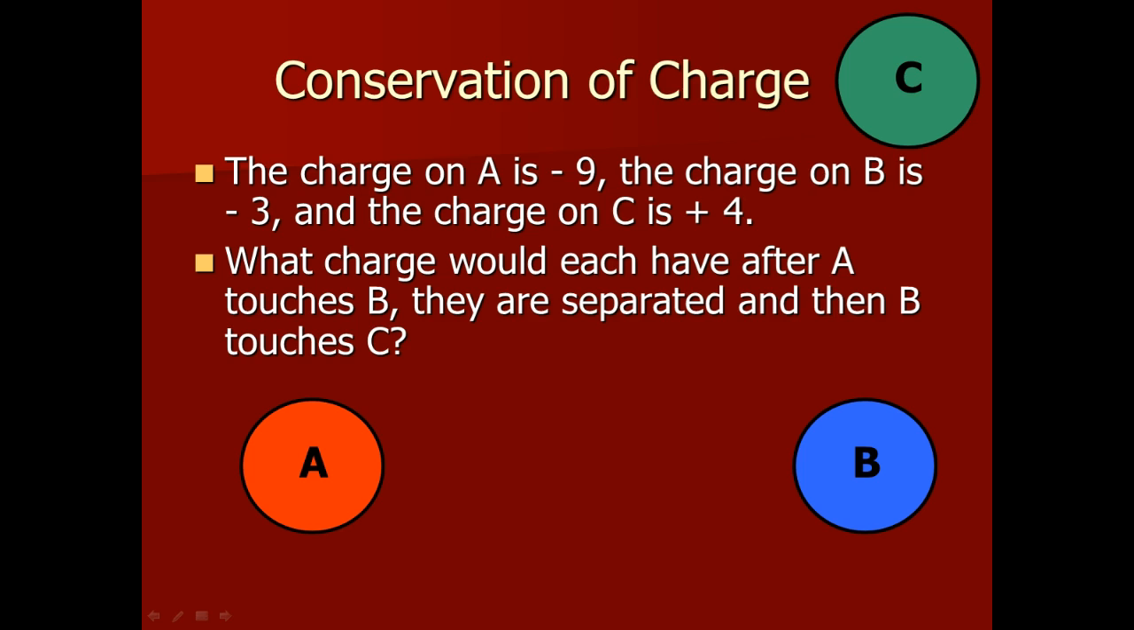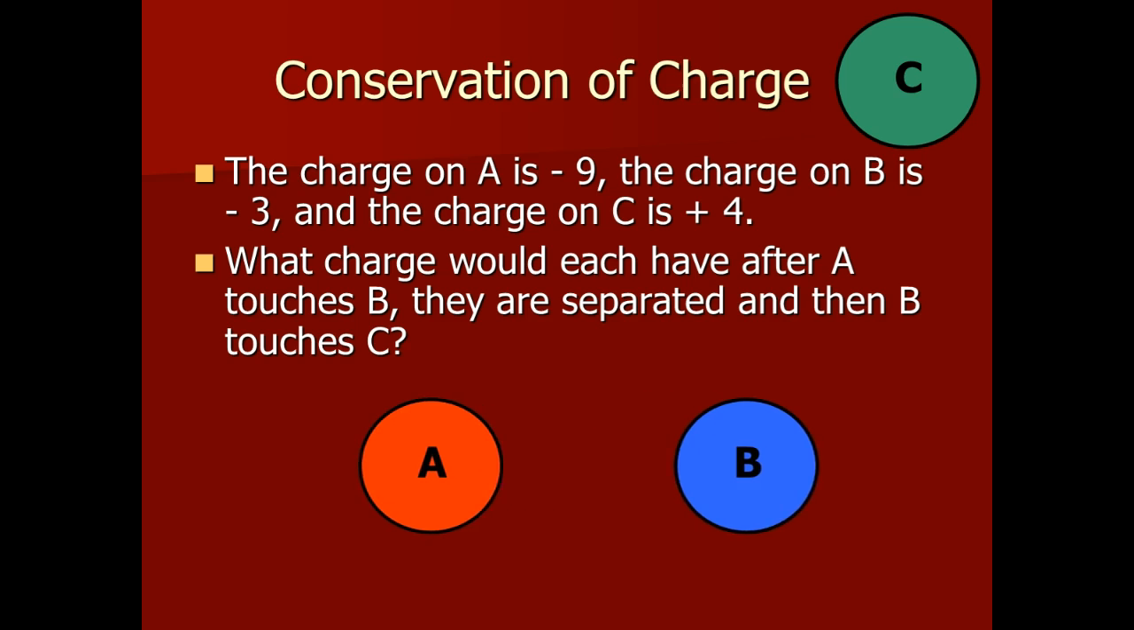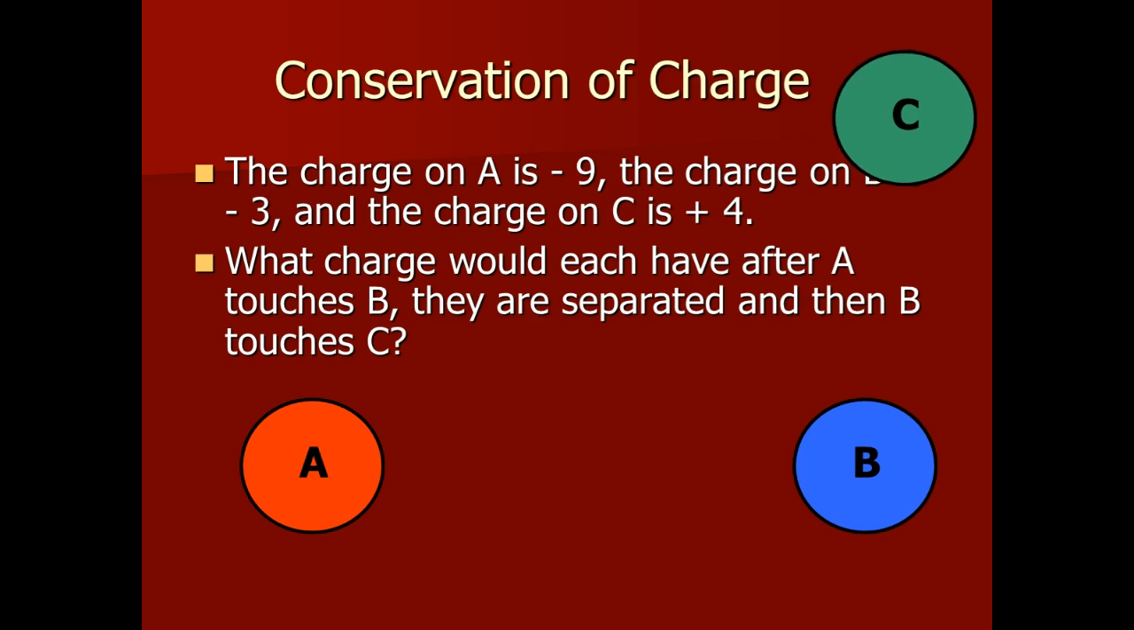Once A and B touch, they have a charge of -12 altogether. -9 plus -3 is -12. When they touch and split apart, that charge is split amongst them. Now they each have -6.